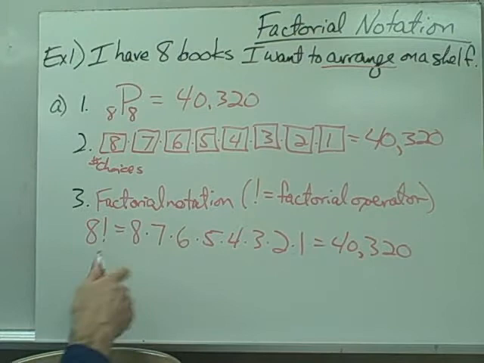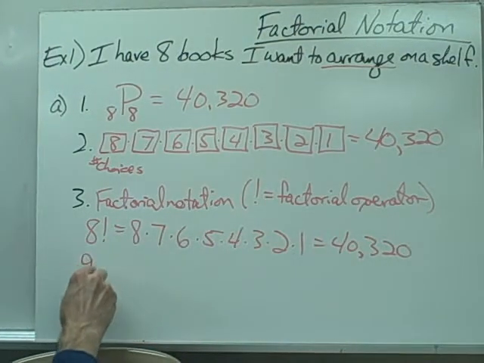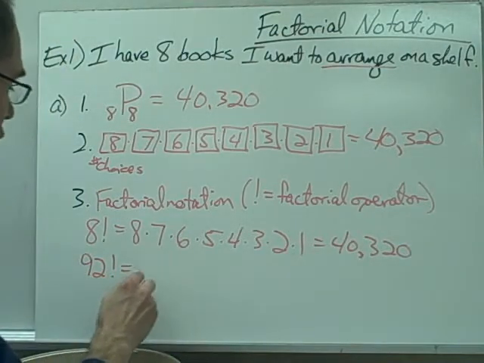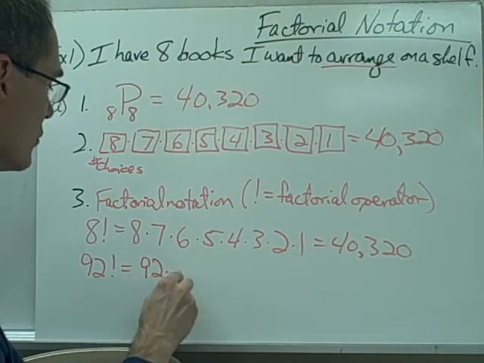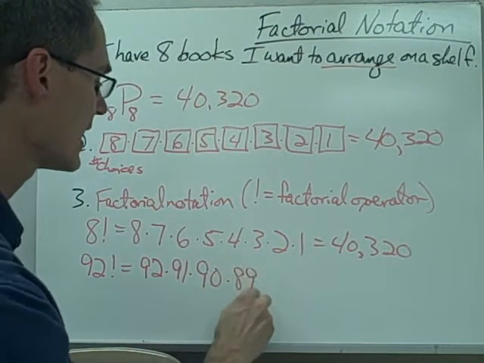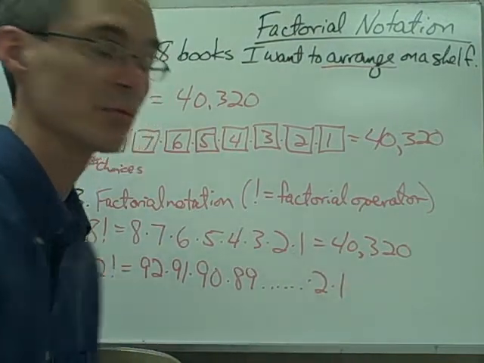And now factorial notation will work with any integer number. So say if I want to calculate 92 factorial, well, 92 factorial means 92 times 91 times 90 times 89 and so on all the way down to times 2 times 1.